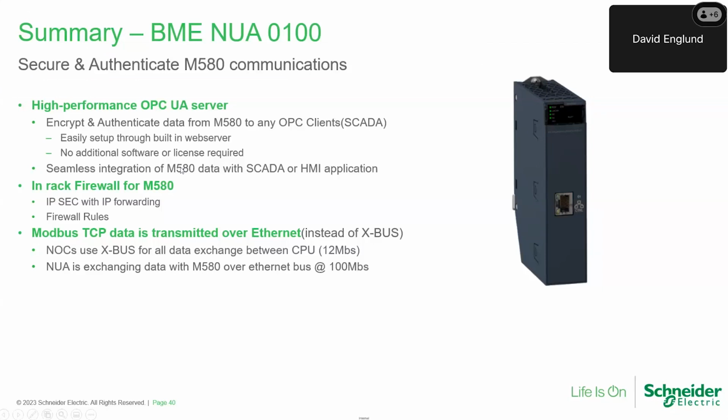So a quick summary of the BME NUA 0100. We can use this card as a high-performance OPC UA server. However, it's not just a simple UA server module, but a very advanced communication module that can act as a firewall between the M580 and any network that is connected to the front port. It provides complete isolation between the backplane port and front control port without jeopardizing transparency. This is via the built-in IP forwarding.